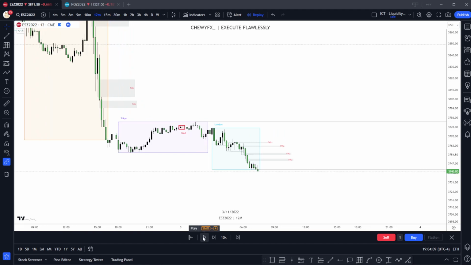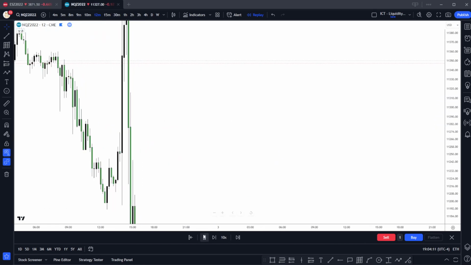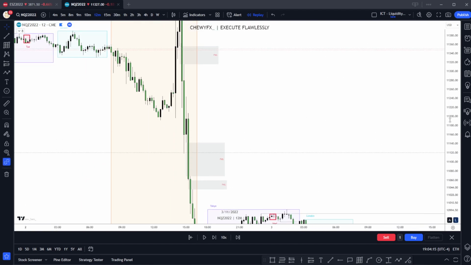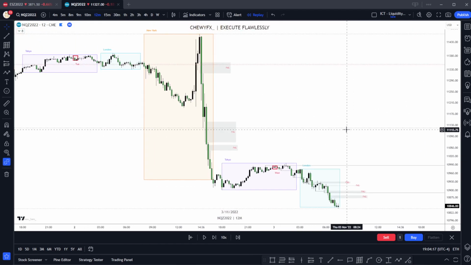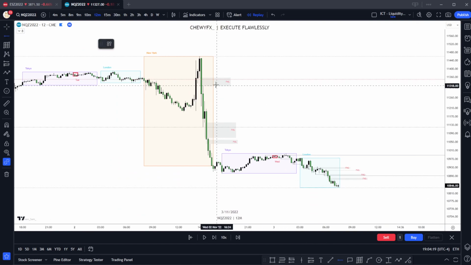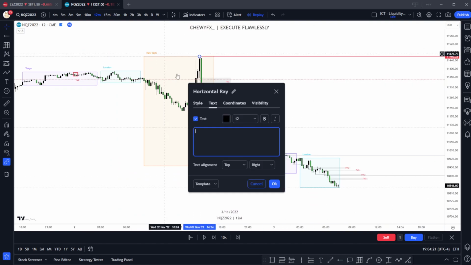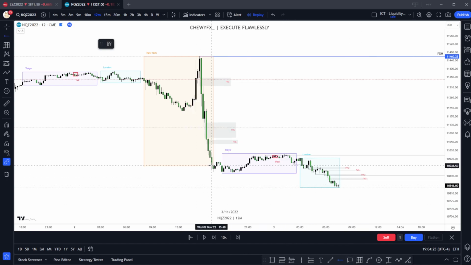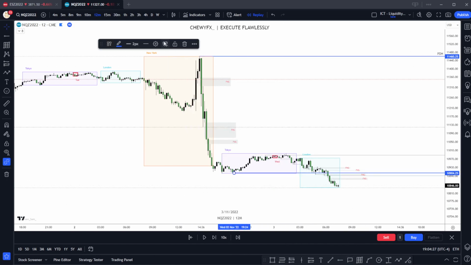Okay, I'm liking what I'm seeing. Where was our previous day low and previous day high? Previous day high is up here. Definitely not reaching that anytime soon. And previous day low was right there.